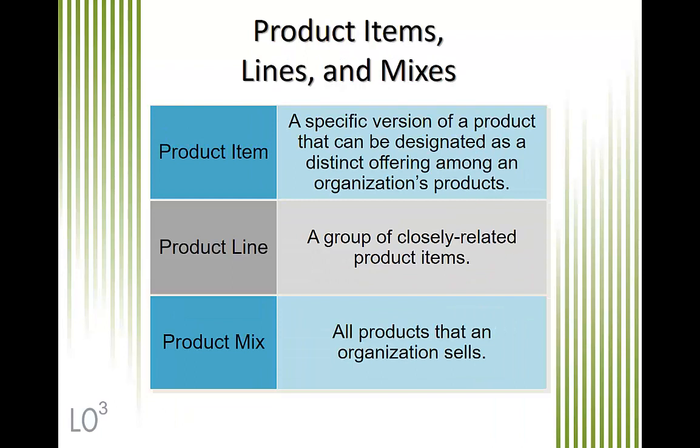Rarely does a company sell a single product. Instead, it sells a variety of product items that may be categorized into product lines and product mixes. A product item is a specific version of a product that can be designated as a distinct offering among an organization's products. A product line is a group of closely related product items. Product line depth is the number of product items in a product line. Product mix or product portfolio is all products that an organization sells under an umbrella brand. Product mix width or breadth refers to the number of different product lines an organization offers.